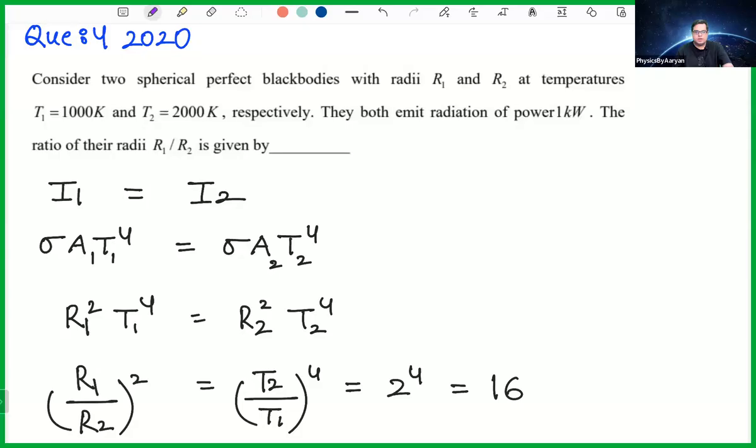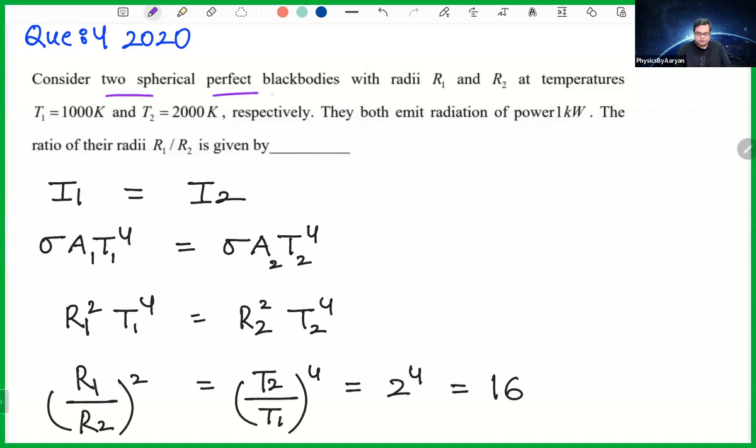Then comes the last problem from black body, which was asked in 2020. So this is question number 4 and it was asked in 2020. This was the year when I gave the JAM exam. This question came when I was giving the exam, and it is a very simple question.